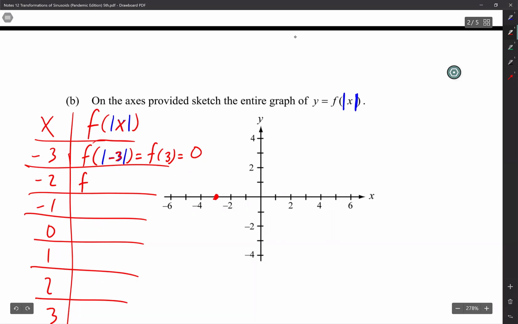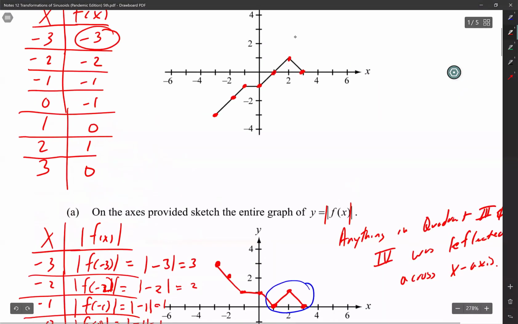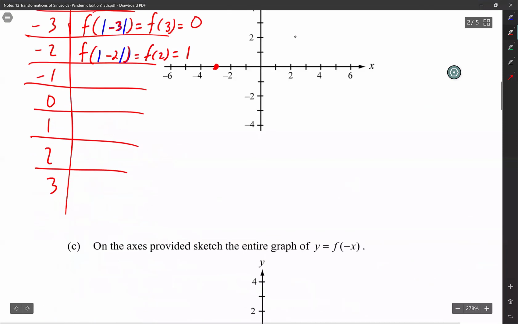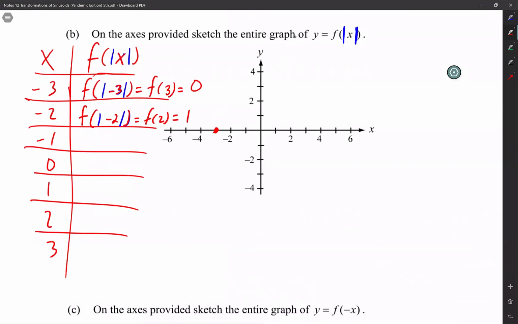F of absolute value of -2, that's just f of 2. And f of 2, I believe, was 1. Let me just check. F of 2 is 1. Yep. So at -2, go to (-2, 1), and put a point.